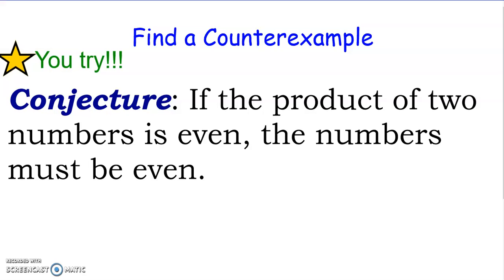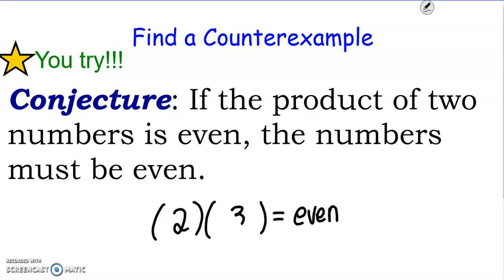If the product of two numbers is even, then those two numbers must be even. So if I multiply two numbers together and I get an even product, then they're saying that these two numbers must be even. But that's not true. I can multiply 2 times 3, so an even times an odd, and it will still give me an even product. For example, 6. So again, don't forget to consider negatives and the number 0 when you are trying to find counterexamples. You only need one counterexample to prove that your conjecture is false.